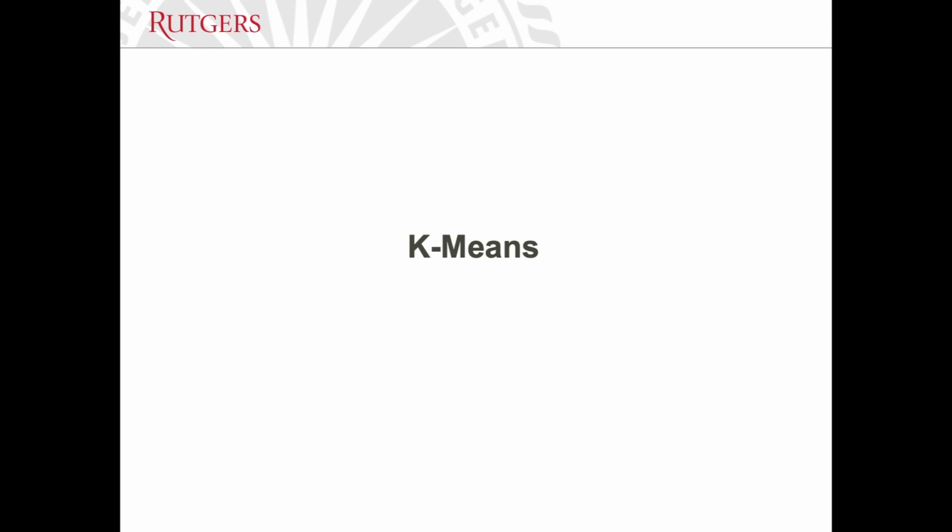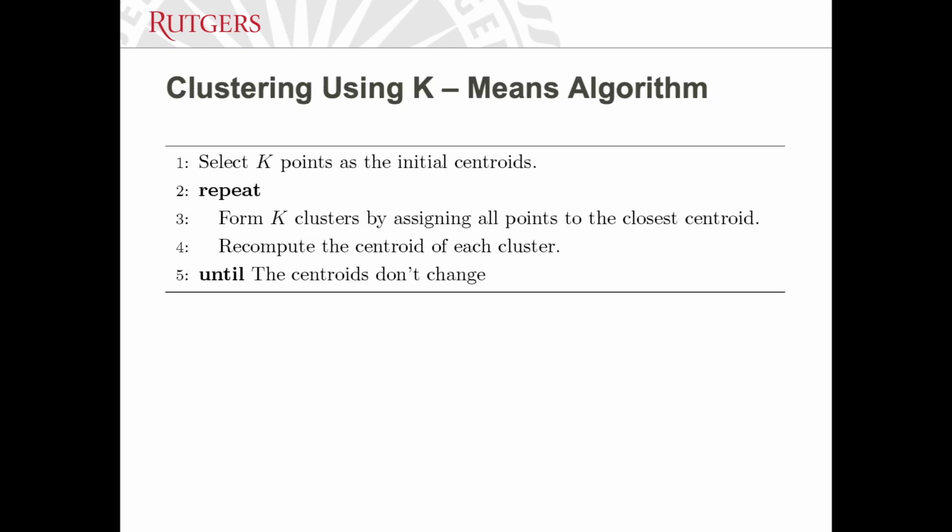First, let's talk about k-means. K-means is a prototype-based partitional clustering approach that attempts to find a user-specified number of clusters, which are represented by their centroids. To use the k-means algorithm, first, users need to select k points as the initial centroids, then form k clusters by assigning all points to the closest centroid. This step is performed multiple times until the centroids don't change.